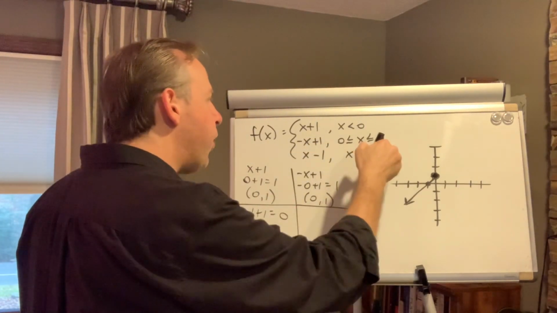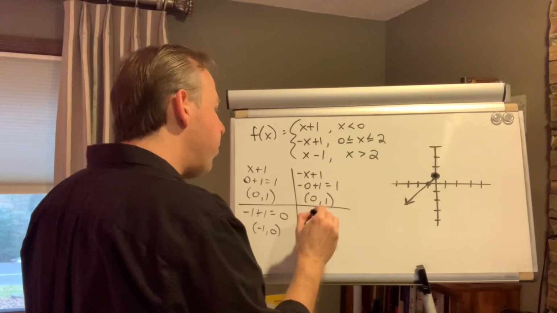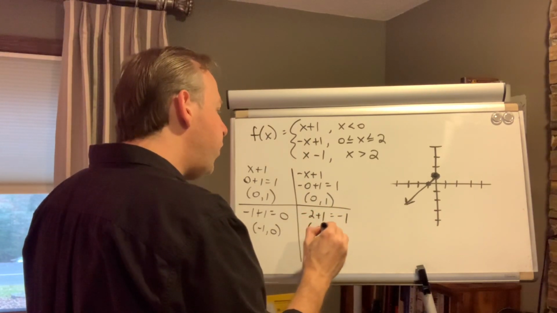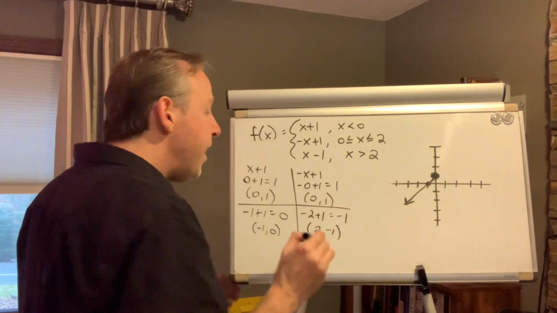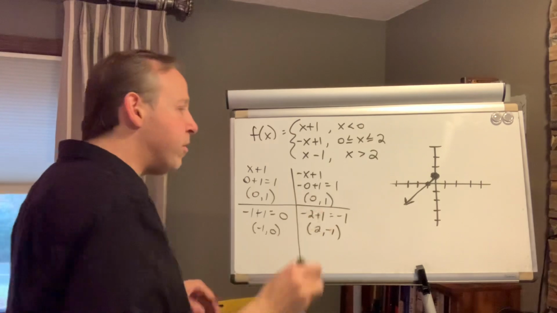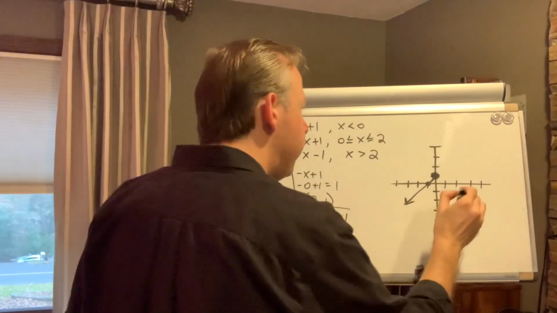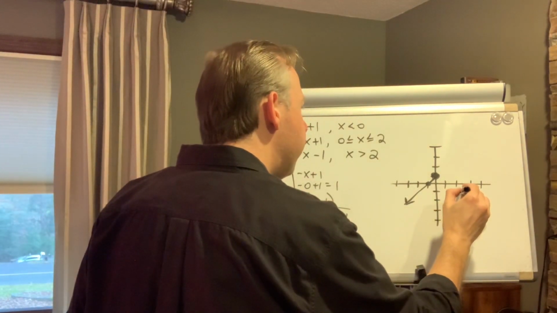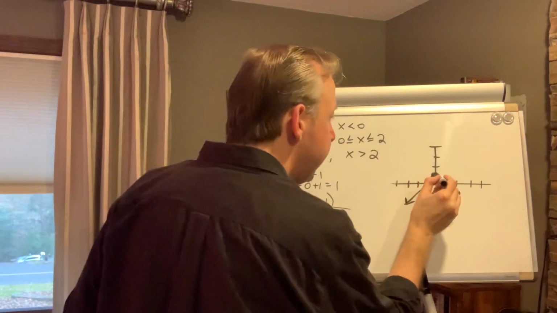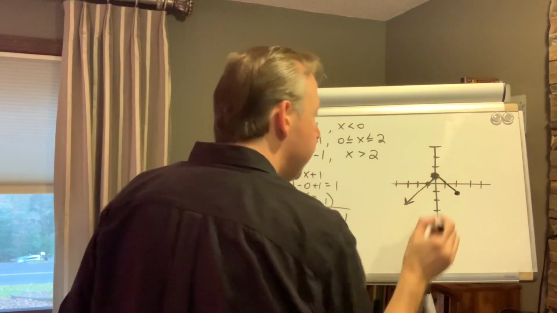Now try the 2. Negative 2 plus 1 is negative 1. So 2, negative 1 is the next dot. Closed dot, because it says less than or equal to. So 2, negative 1 is a closed dot. Because it begins and ends that segment, I connect them with a line segment.